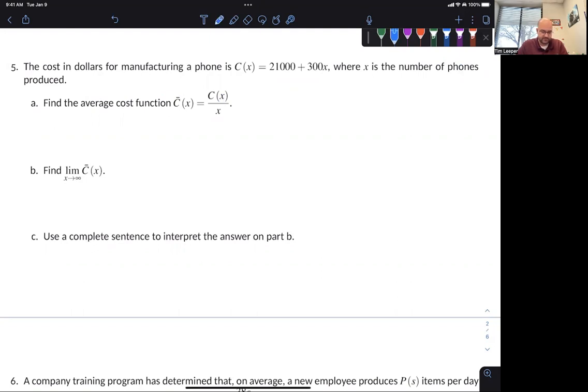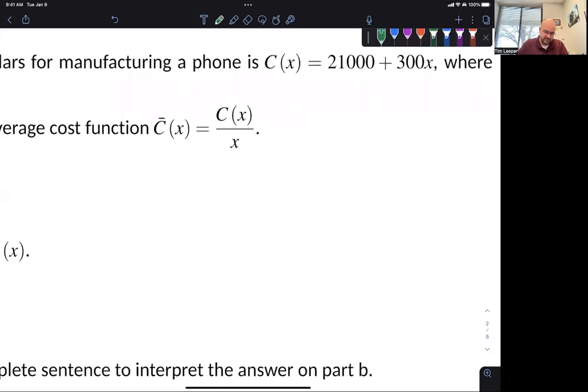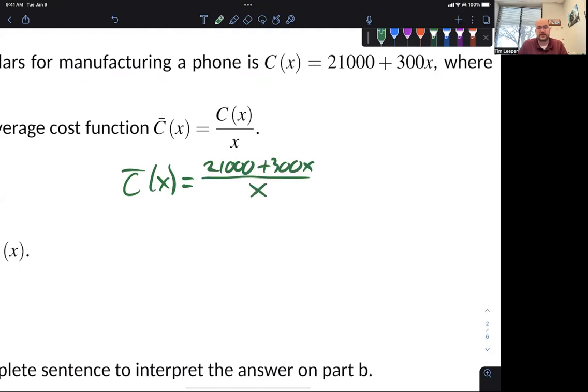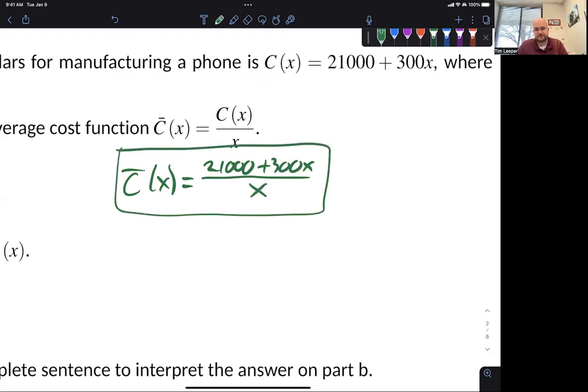A lot of people freak out about this one. Don't. C bar of X here is simply taking the function 21,000 plus 300x and dividing it all by x. And there's nothing wrong with that. You can leave it exactly the way it is. And there we go.